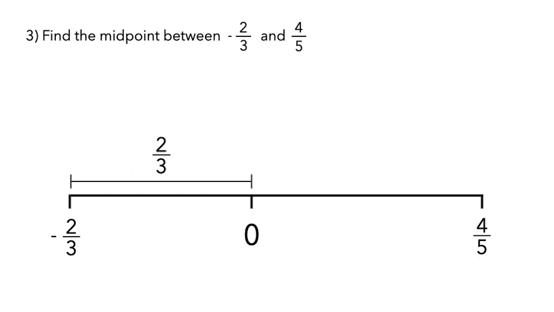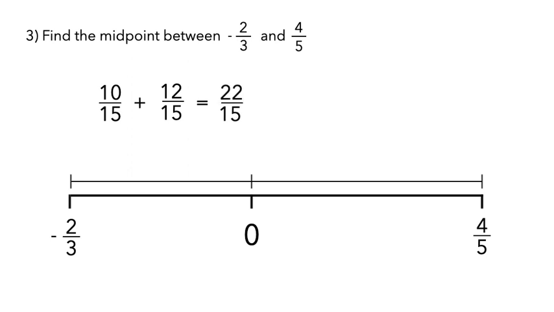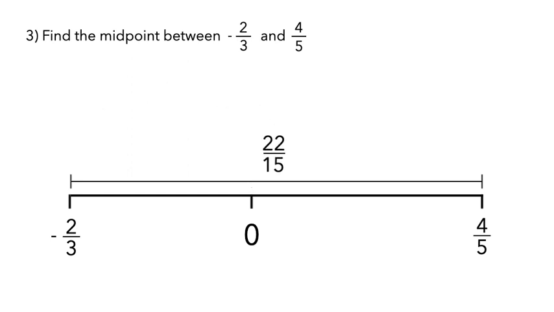Now we want to find the difference. So first of all, we need to just label that -2/3 is 2/3 away from 0 or below 0. And 4/5 is 4/5 above 0. So what's the total difference there? Well, if we add those together by using same denominators, we get 22/15. So that's the difference between -2/3 and 4/5. Can we now split that difference in two? Well, half of 22/15 is 11/15. So the midpoint is going to fall 11/15 above -2/3 or 11/15 below 4/5.